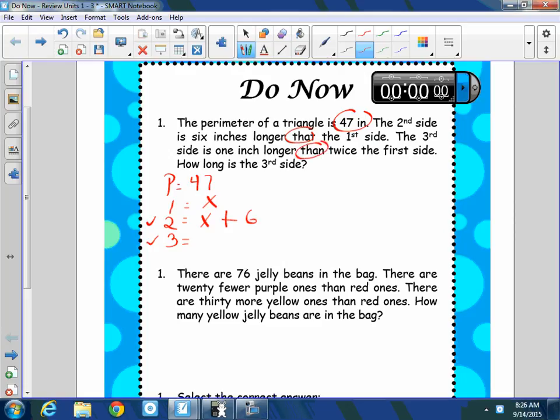The third side is 1 inch longer than twice the first side. So whatever goes after then, you got to write first. What's twice the first side? 2x. And if it's longer, 2x plus, and that would be 1.